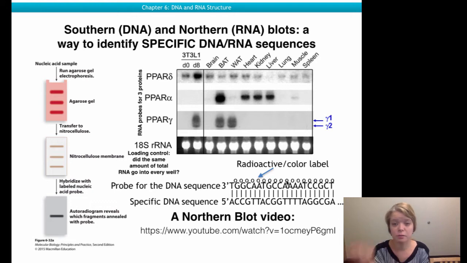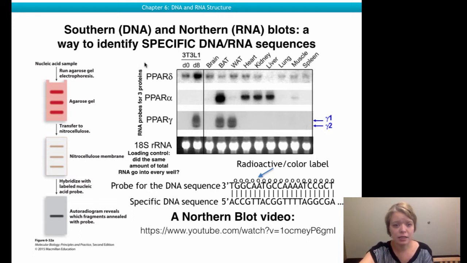You can find out whether a certain genome contains a certain DNA, or whether a certain tissue is expressing a certain RNA. Because remember, every single one of our cells contains the same DNA.